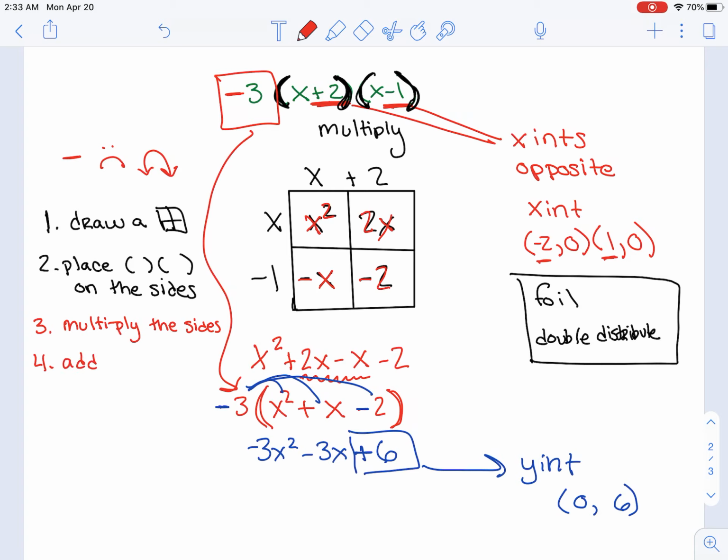Step 4: add all the boxes. Step 5: combine like terms. Step 6: multiply a lead number if needed.